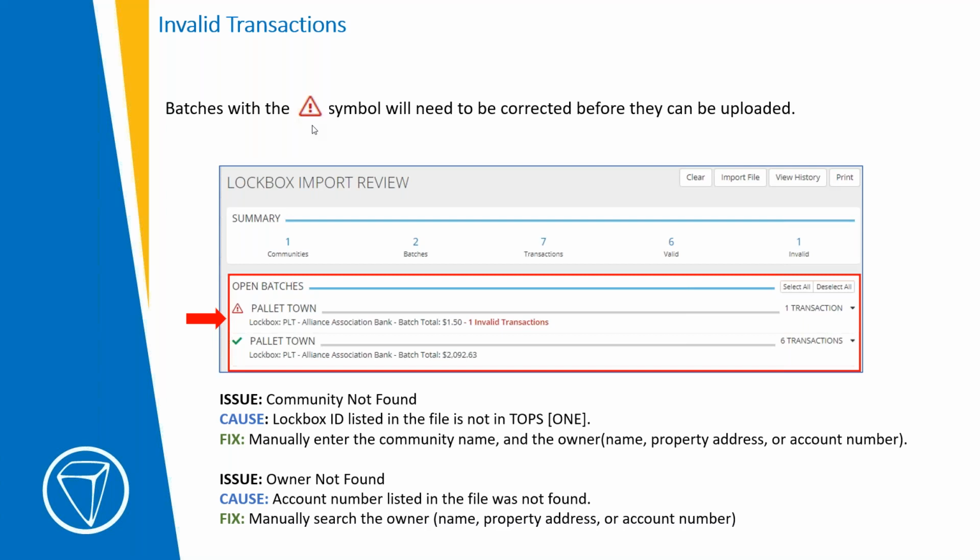The other issue is owner not found. Sometimes an account number in the file was not found. Sometimes the account number is missing a number, or who knows what happened. But you can also manually fix that by clicking on the transaction.